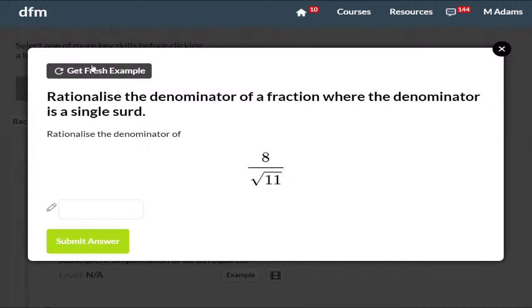5, 4, 3, 2, 1. Boards in the air, please. Boards in the air. Most people smash that. Yeah, good. So times root 11 over root 11. 8 times root 11 is 8 root 11. Root 11 times root 11 is 11. That's the answer.